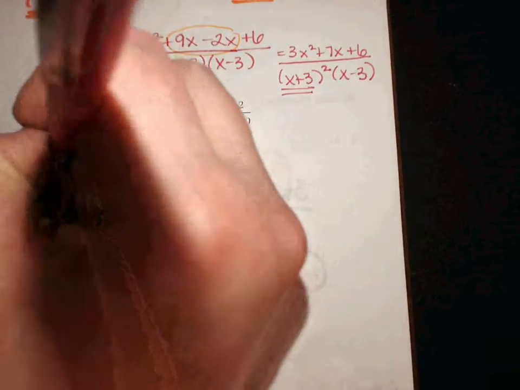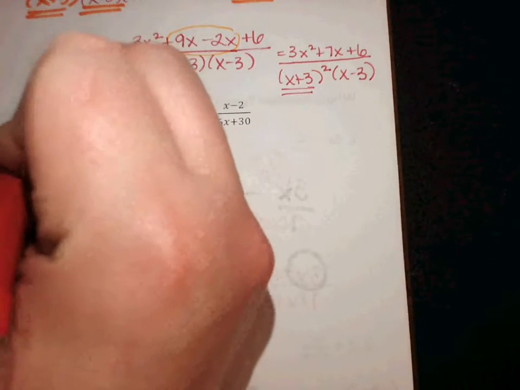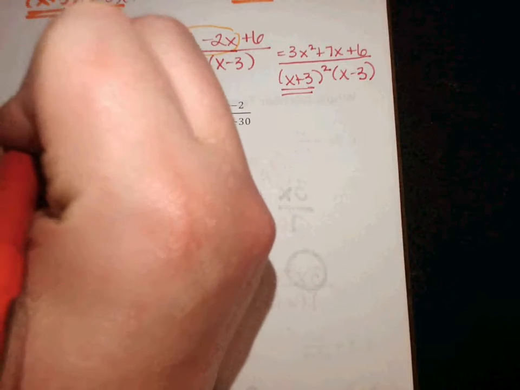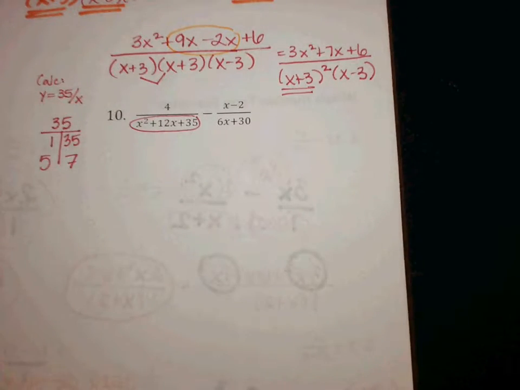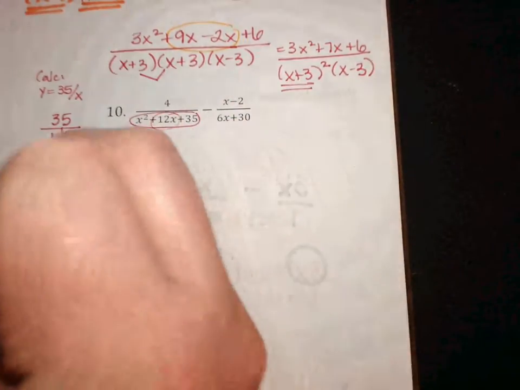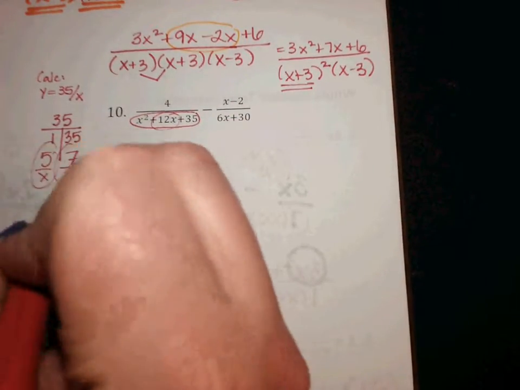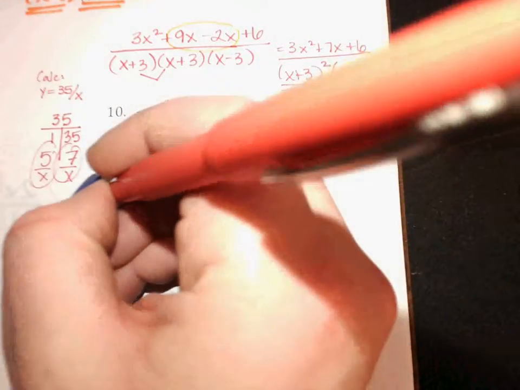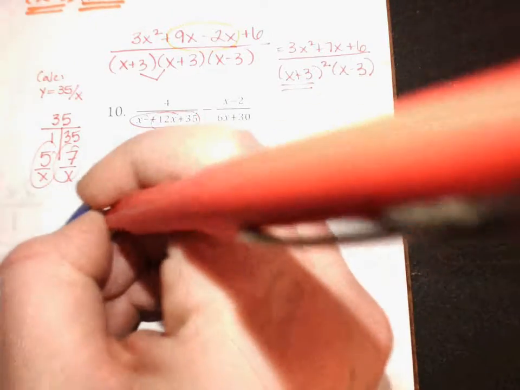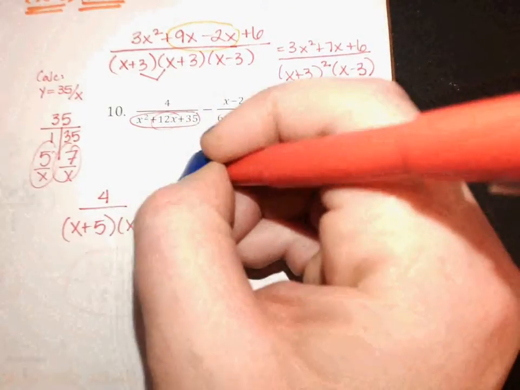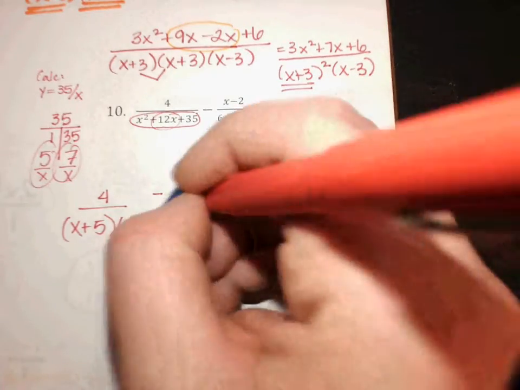Perfect. Okay, and if you don't remember how to get the list in the calculator, remember it's y equals 35 over x. That's what you would do in the calculator in case you don't remember. And I'll show you that one-on-one if you need help with that. Okay, 5 and 7 also add to give me 12. So those are my numbers. So I'm going to have 4 over x plus 5, x plus 7 minus x minus 2 over.